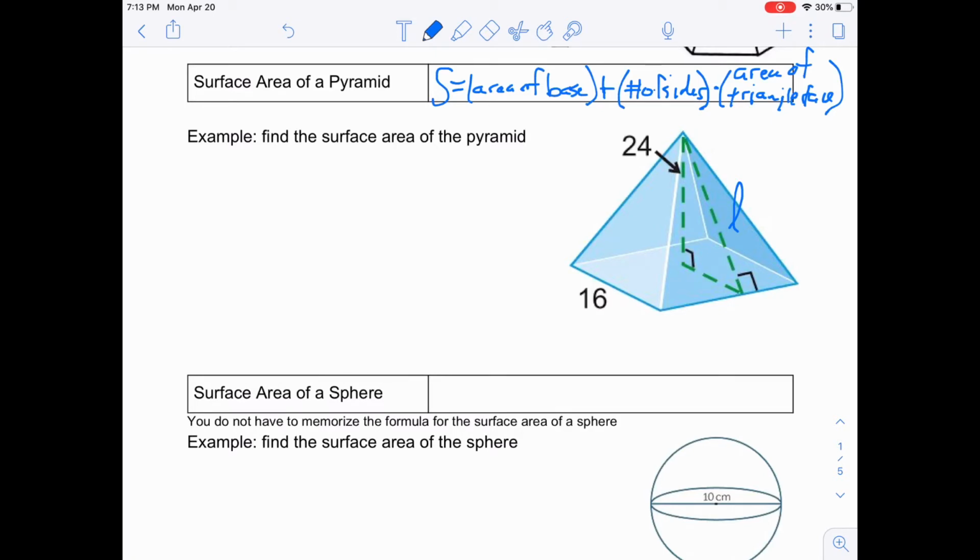not the height of the pyramid. So to find that, notice that we've got this bottom side here is half of 16. That gives us an 8 for that side. So we're going to do the Pythagorean theorem. We're going to do 24 squared plus 8 squared is going to equal L squared. Slant height we'll use usually as an L. And then to add those together, 24 squared plus 8 squared is 640. That equals L squared. So L equals the square root of 640.